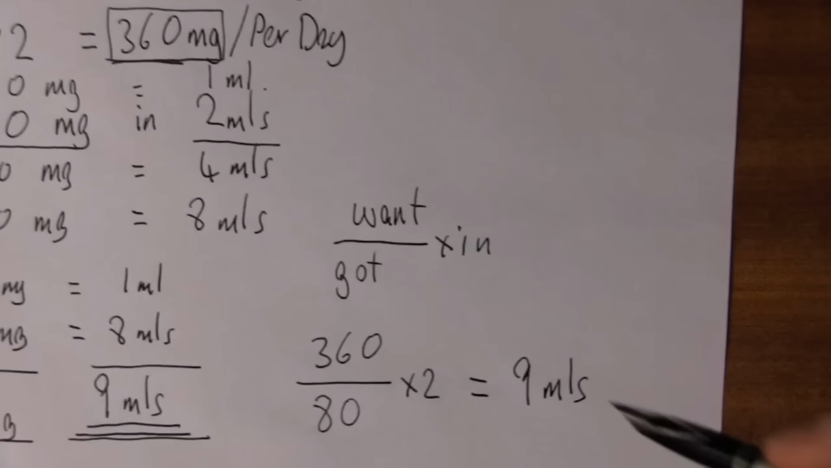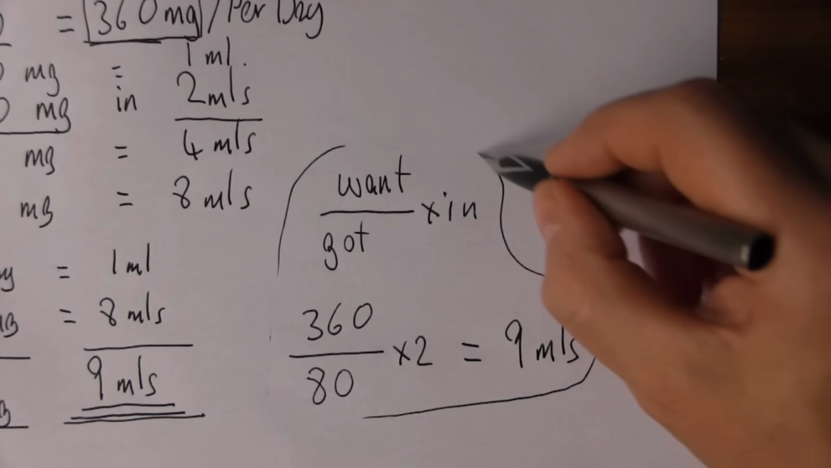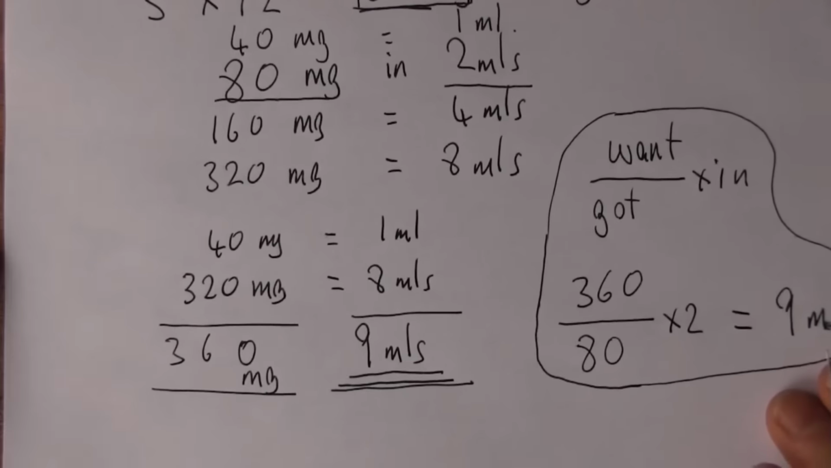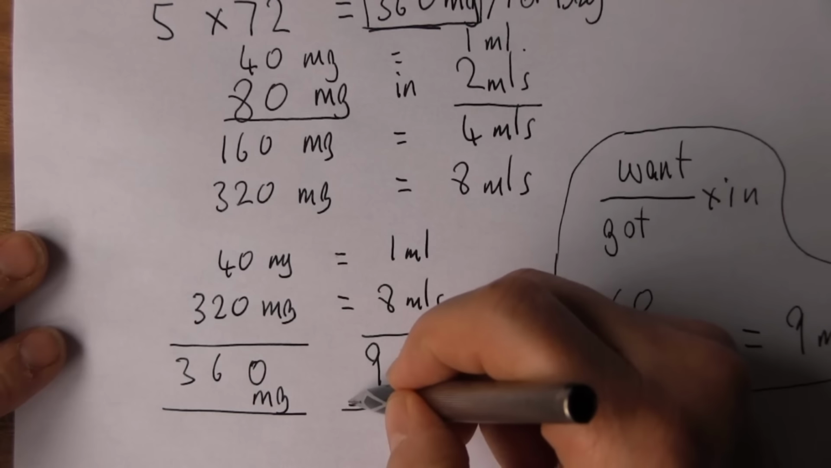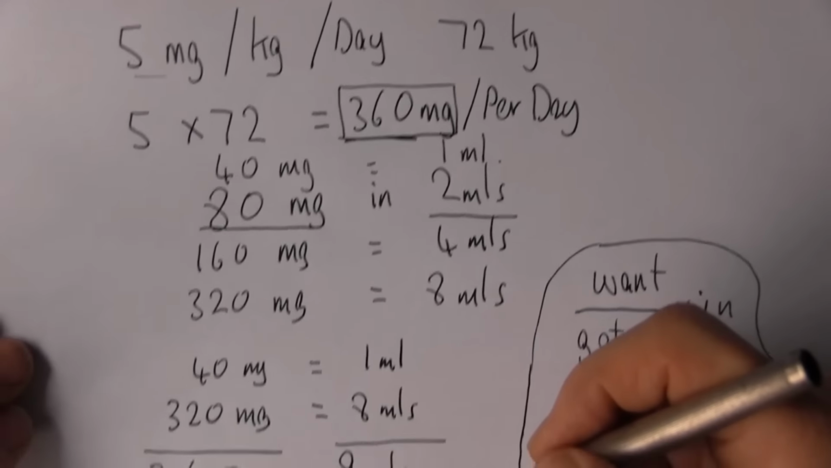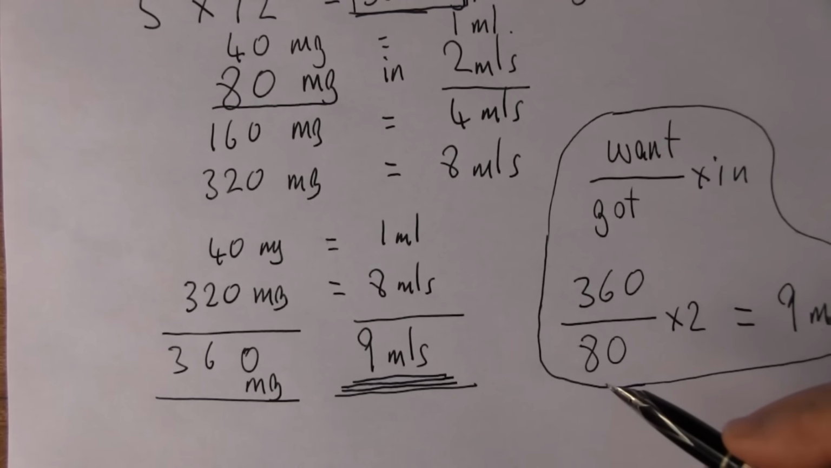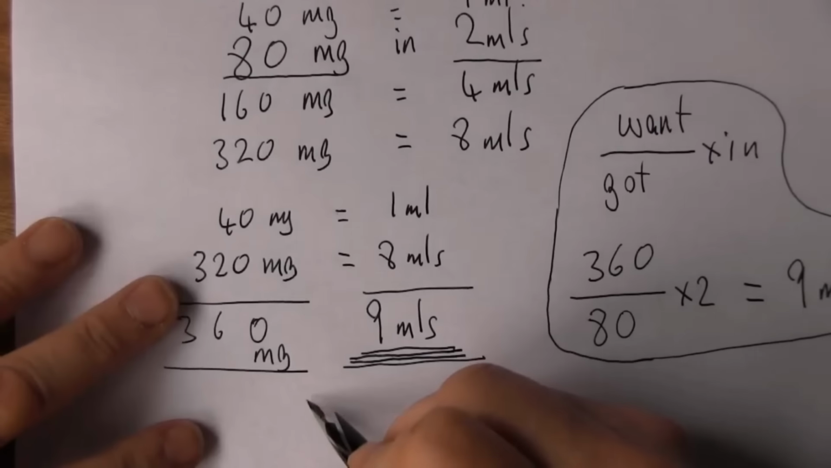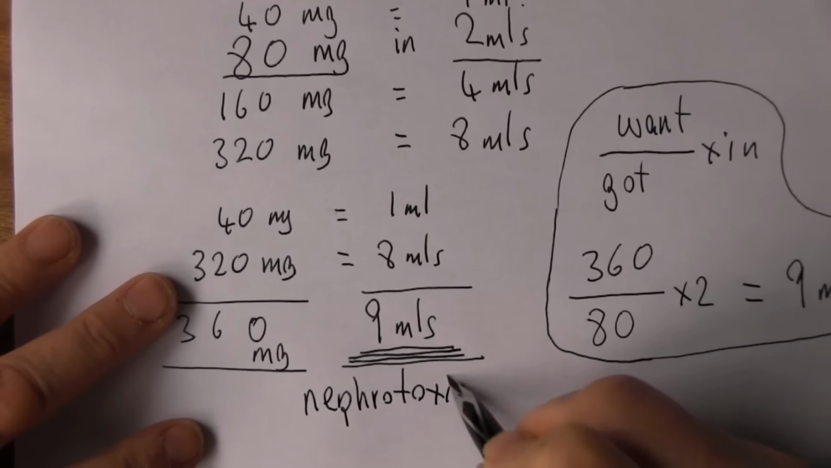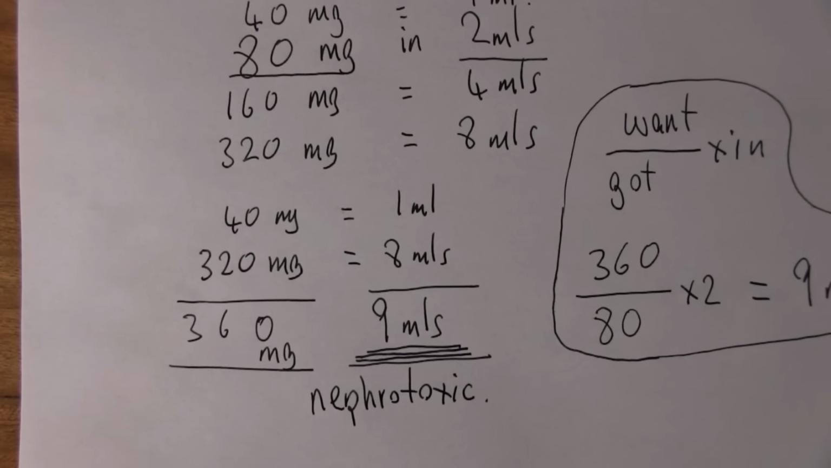So again, I can see the want over got method, that I don't fully understand because I'm not very good at equations, gives me the same result as the method of which I am absolutely certain and on which I'm prepared to bet my patient's life that it is the right dose. Particularly important with gentamicin because too much becomes nephrotoxic. It can damage the kidneys, so the dose is absolutely critical with gentamicin.